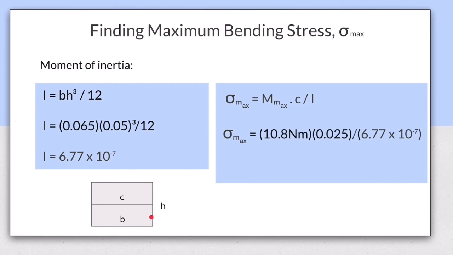And then we substitute them into the equation. So the moment is going to be 10.8 Newton meter. The value of c is 0.025, since the height is 0.05, we divide it by 2, we get the answer 0.025, and then we divide by the moment of inertia, which is 6.7 times 10 to the power negative 7, and hence we get our answer, which is 398.818 kilopascal. And that's all from me.